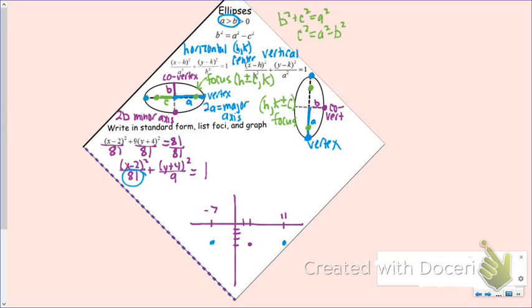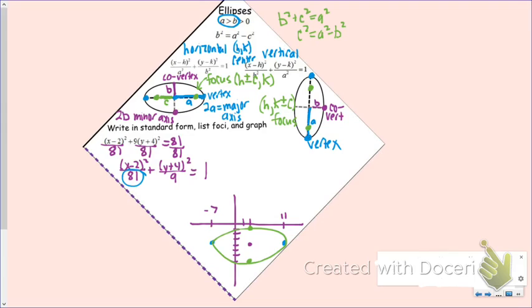Now let's do the co-vertices. The smaller number here is 3. 3 is my B value. So I'm going to go up 3, and I'm going to go down 3, and that gives me my other co-vertices. Then to draw the graph, just connect your dots, and there's your ellipse. Well, it doesn't look too much like an ellipse, but that's what your ellipse would be. Again, this is wider horizontally because the value under the x was bigger.